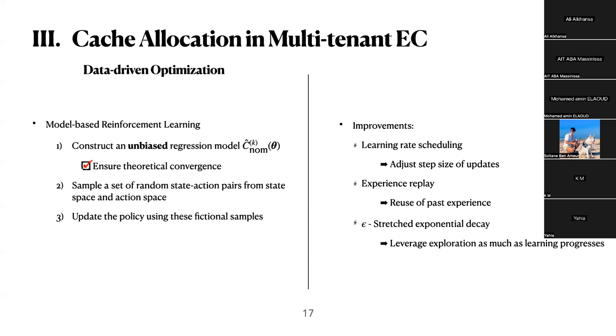Alongside the model, we use some improvements. For instance, learning rate scheduling, with which we adjust the step size of the policy updates. Experience replay to use past experience, so past allocations visited. And epsilon-greedy exponential decay, which balances exploration with the learning progress.